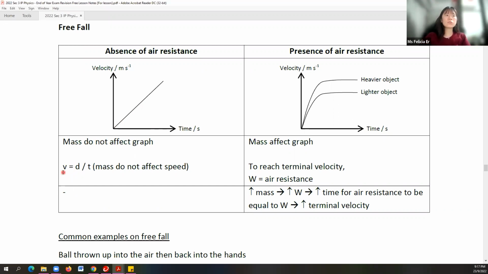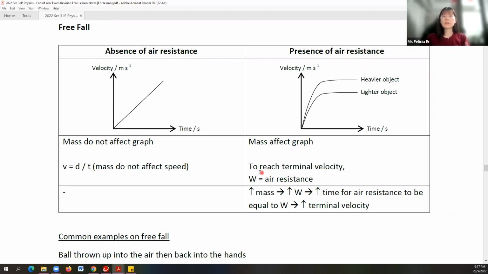It is because if you look at the formula for speed, speed only involves distance and time. There is no mass in the formula for speed. If you're thinking about mass affecting speed, that is more of mass affecting kinetic energy, not speed, because kinetic energy has the formula half mv squared. So m is only involved in kinetic energy, not the speed. Mass will only affect the graph in the presence of air resistance.